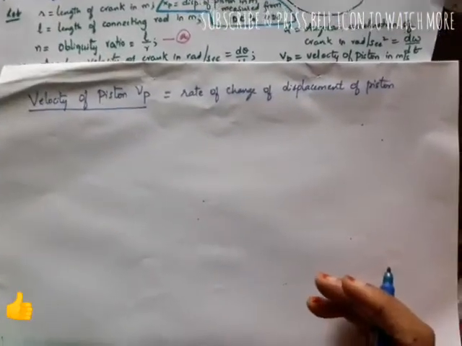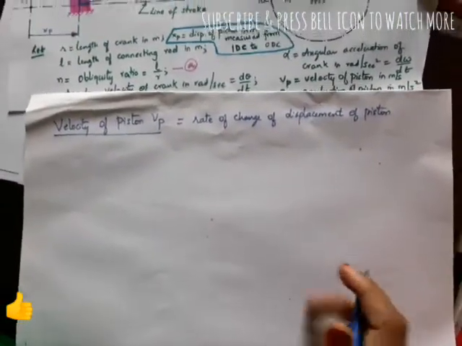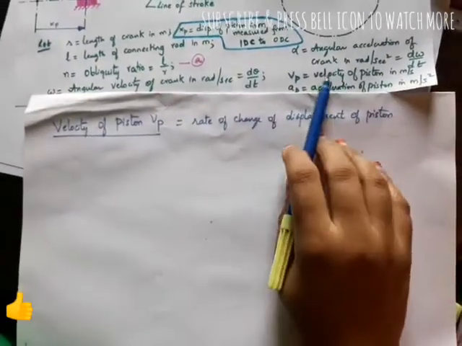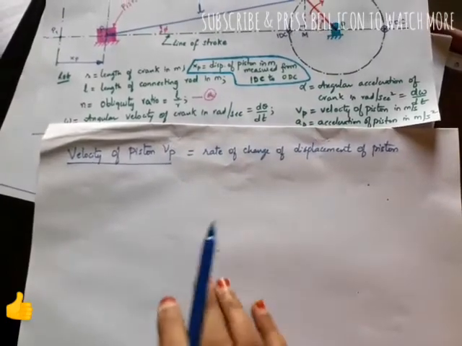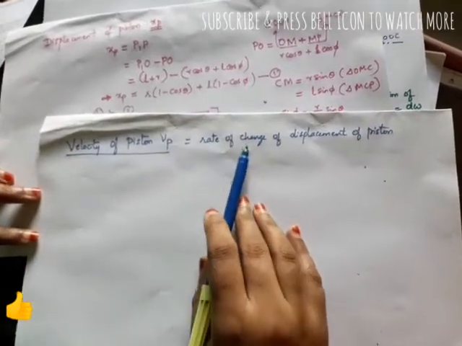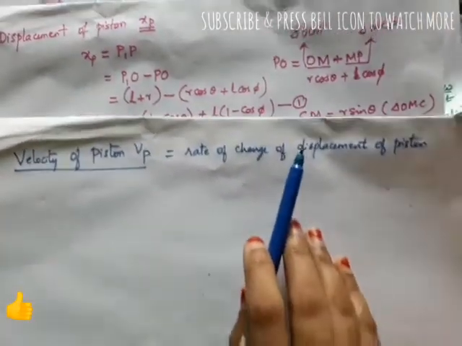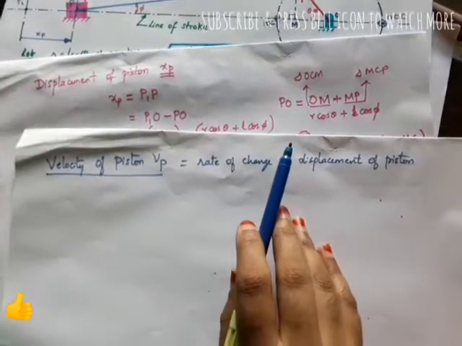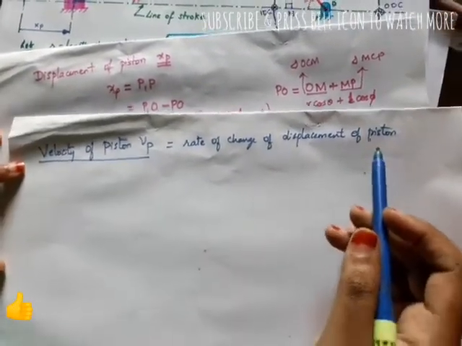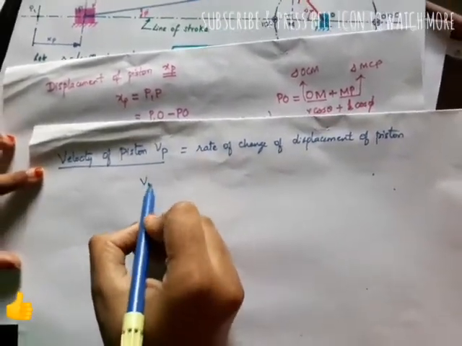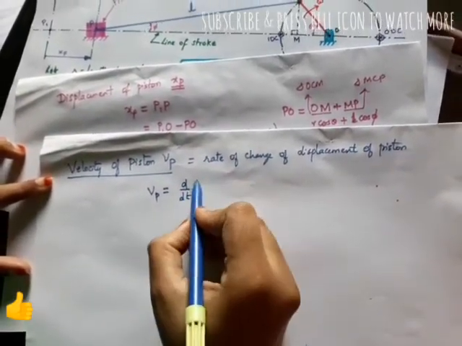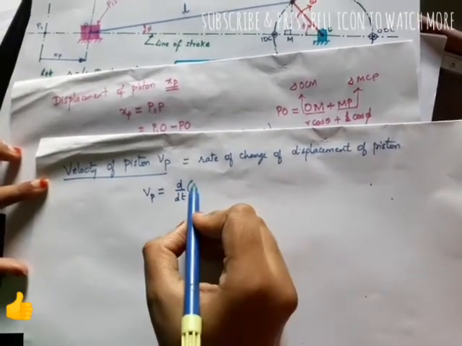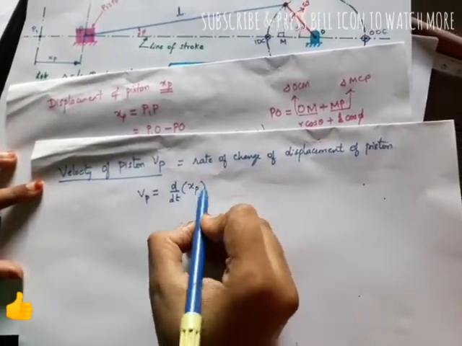Like displacement, let us now find the velocity of piston. We have taken the notation of velocity of piston to be Vp. So now we are trying to find Vp, like how we have found xp. Velocity of piston is nothing but the rate of change of displacement of the piston. We can write Vp mathematically as d by dt of xp, the rate of change of displacement.